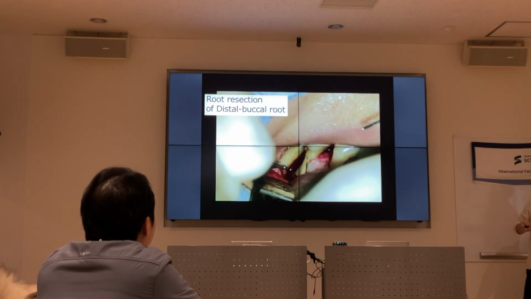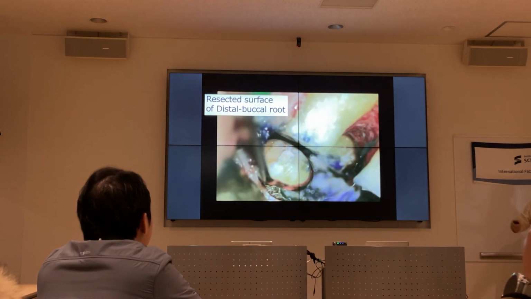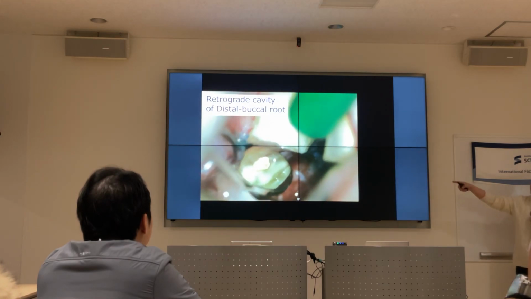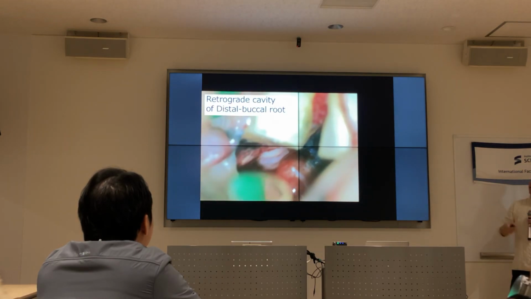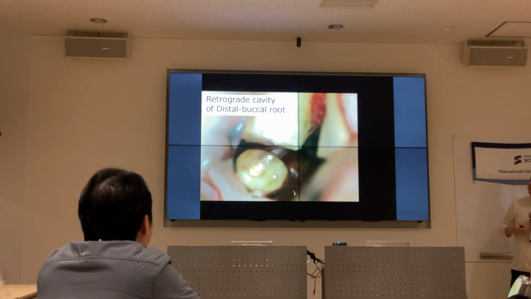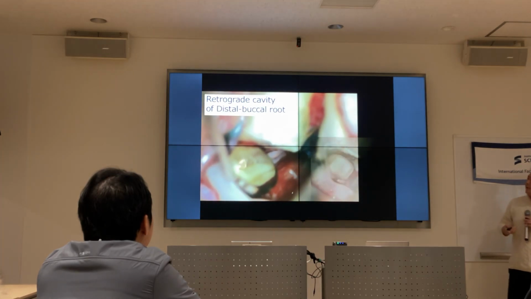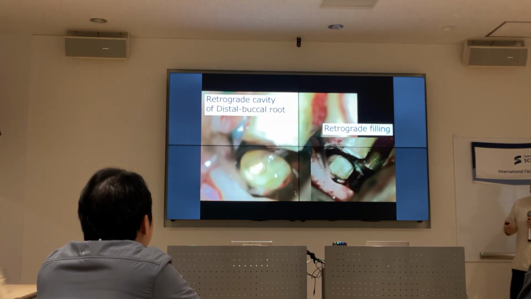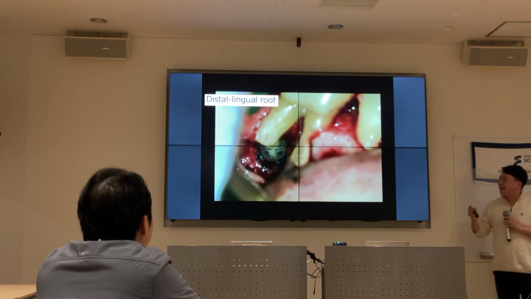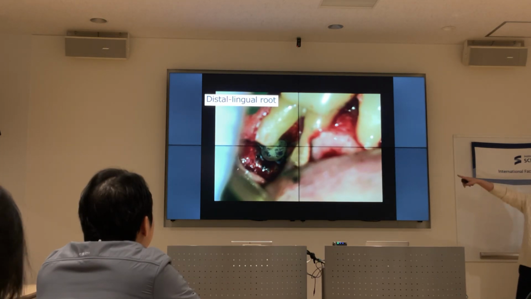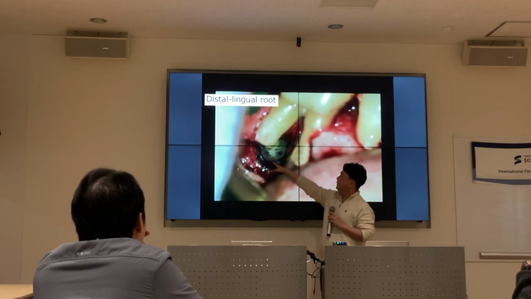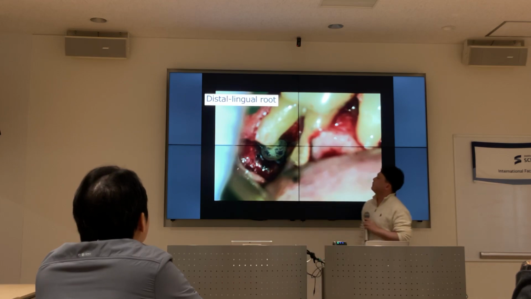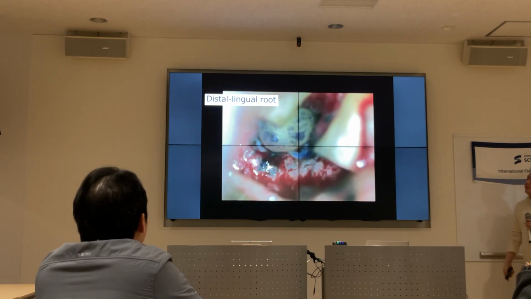The next is root resection of the distal buccal root. It is an easy, single root before resection. And this picture is after retrograde preparation. This is an inspection of the root inner wall of the distal buccal root. The next step is the most important point, the distal lingual canal. In training, I could cut the distal lingual root, but this is a real image during operation. Here is the distal lingual root apex. Here's the apex. Then I try to inspect it.